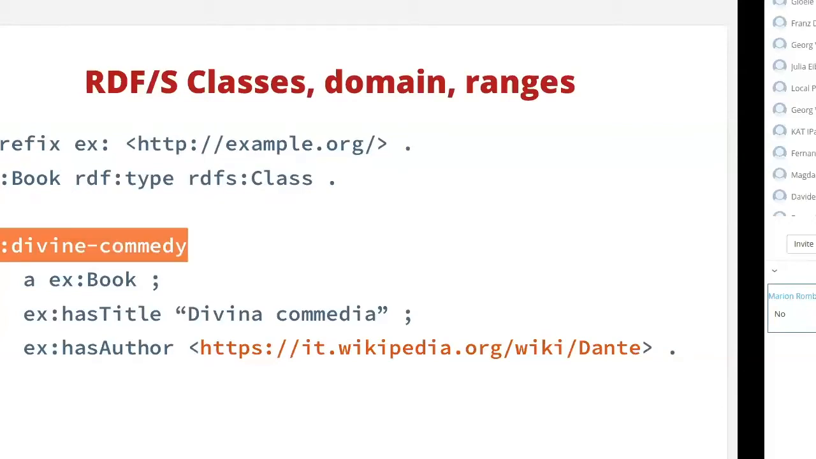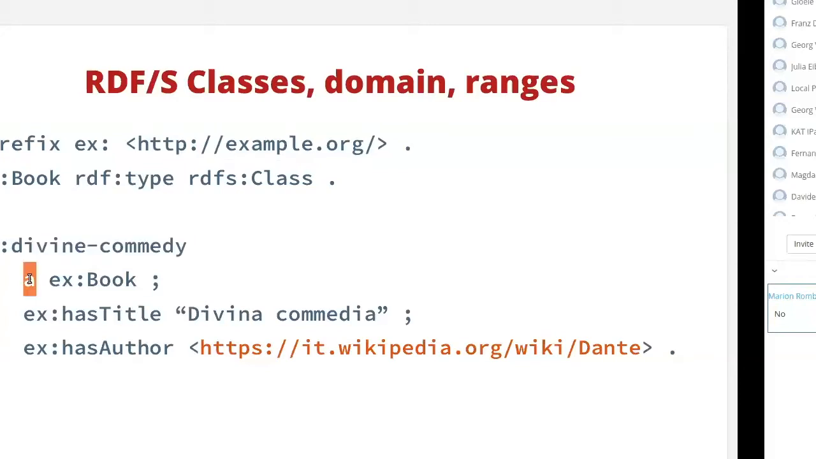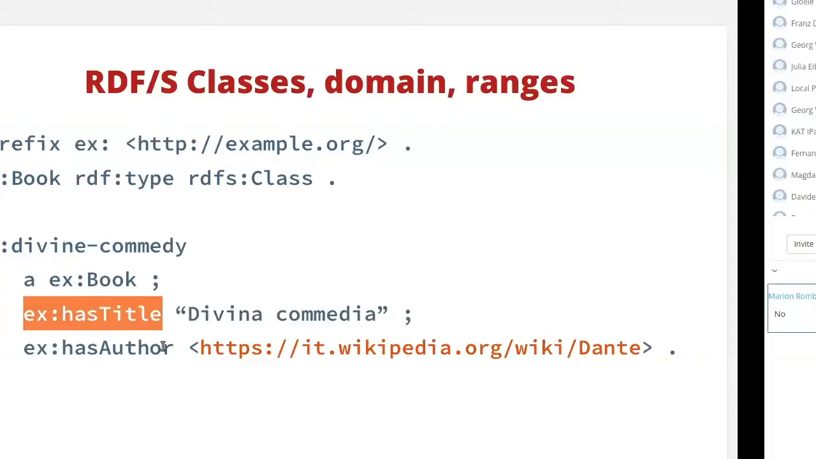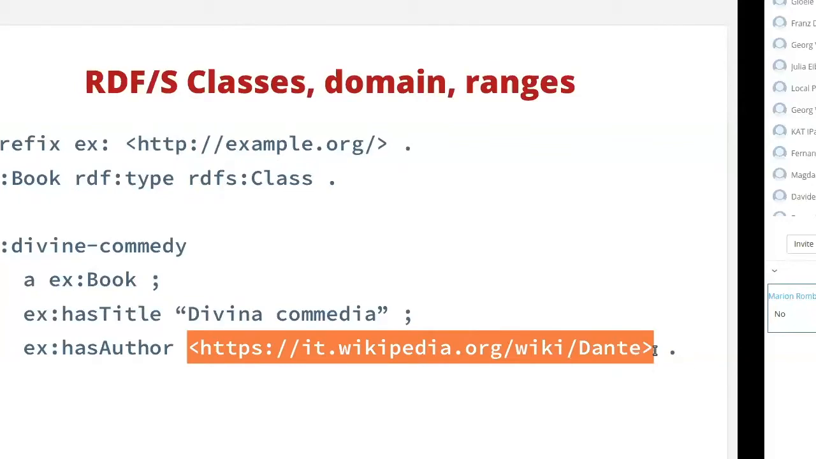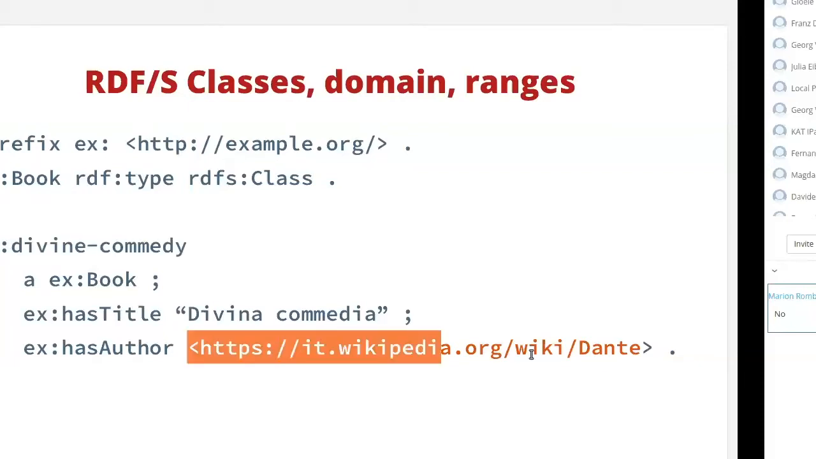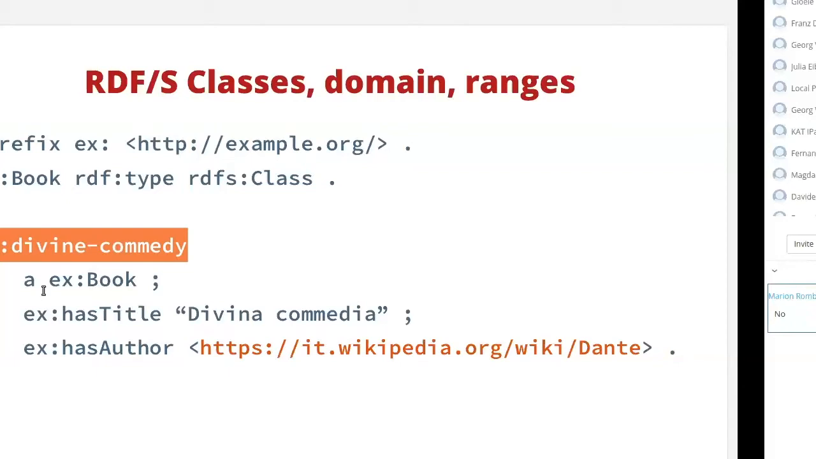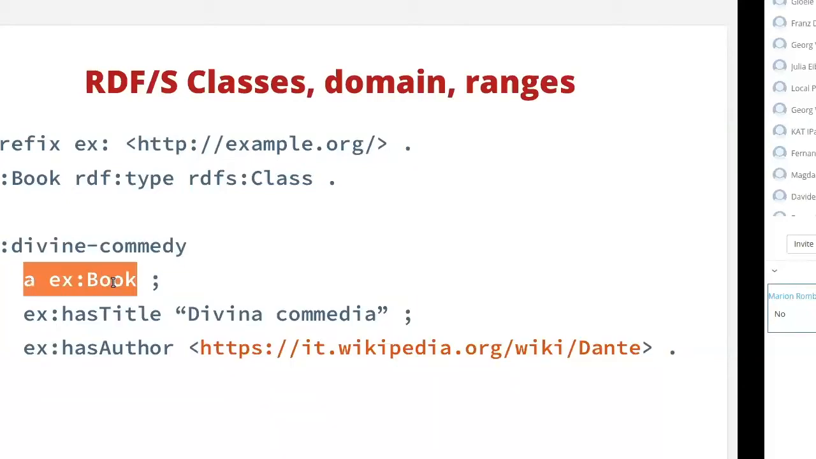That same program will also be able to understand that there is a resource called Divine Comedy that is a book and that is in relationship with the string Divina Commedia through the relationship has title, and is in relationship with this other resource that we identify by this URL, but that we do not know anything else about. We just know it's a URL, and we know that this entity is in a relationship with this other entity through the relationship called has author. In this way, what we have said is that there is a resource, and this resource has these properties. One of these properties is special, and is the property of being an instance of a specific class.